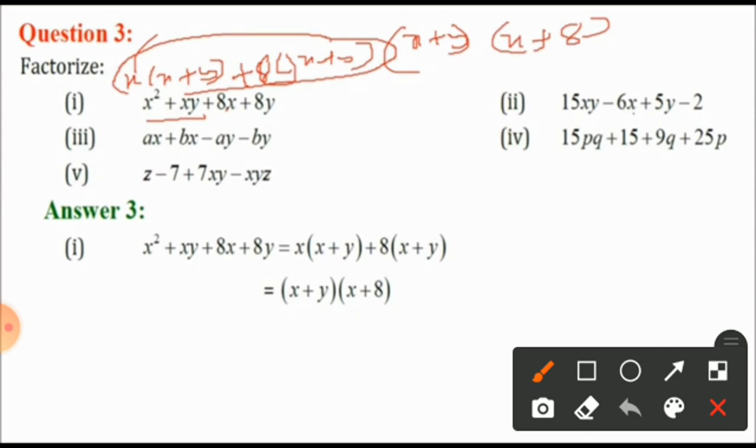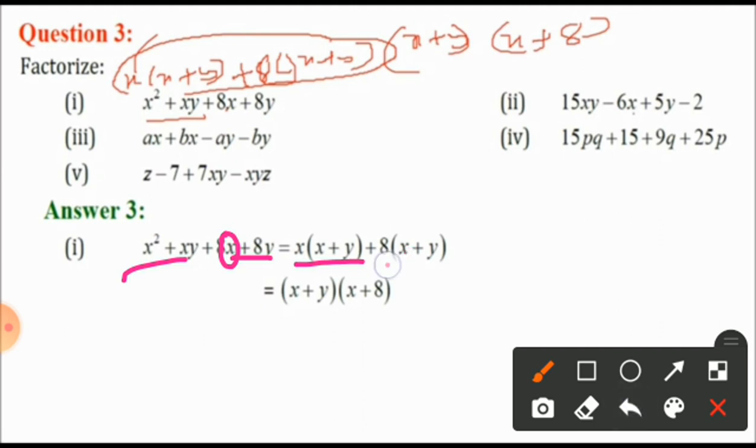See, first two terms take out. Out of these two terms, who is the common? x. So x will be taken out. So what is left? x plus y. Okay, out of these two terms, who is the common? 8. So 8 is outside and inside, if we take 8 from here, then x will be left, plus sign, and then y will be left. Okay, now I have two more terms given here, x plus y plus 8 x plus y.